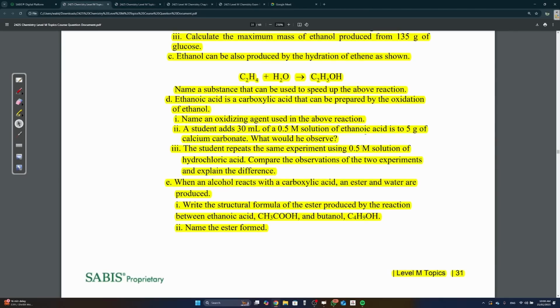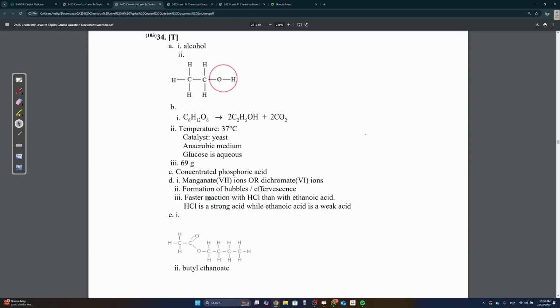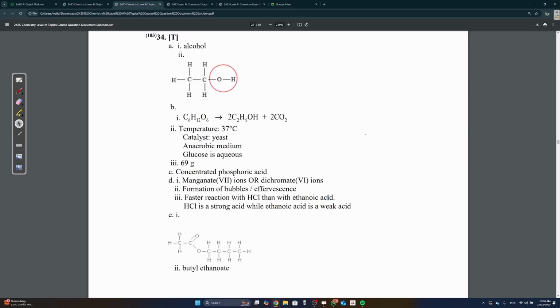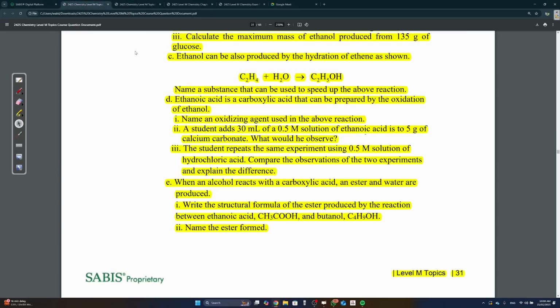The student repeats the same experiment using 0.5 molar solution of hydrochloric acid. Compare the observations of the two experiments and explain the difference. Obviously, it's going to be more vigorous, or a faster reaction with HCl. Why? Because you know all these carboxylic acids are weak acids, and HCl is very strong. So the observation will be a faster reaction because HCl is a stronger acid than ethanoic acid.